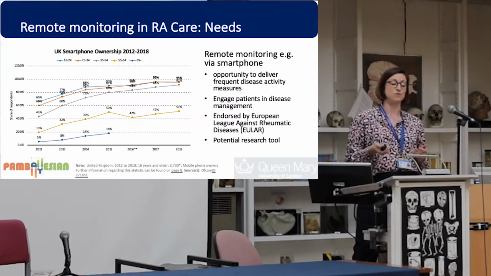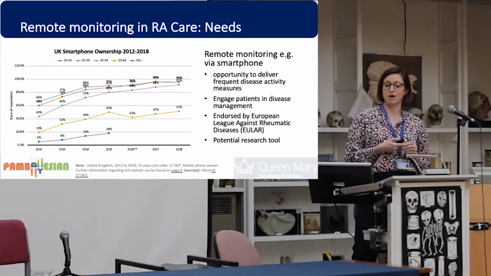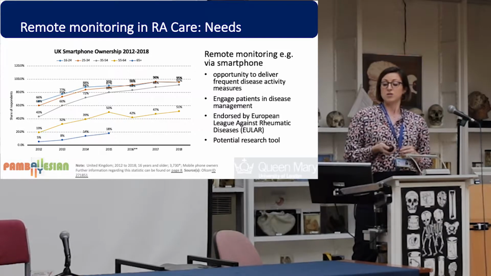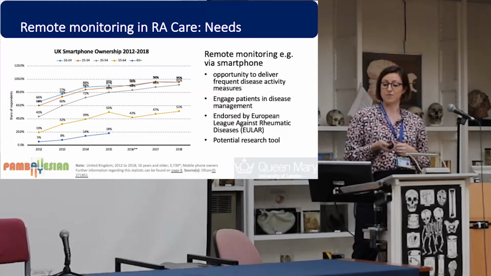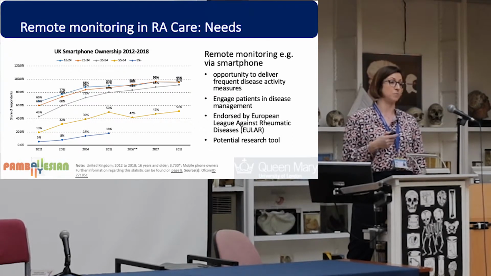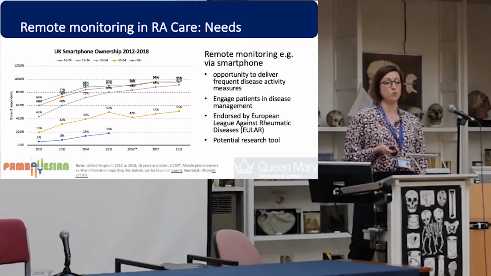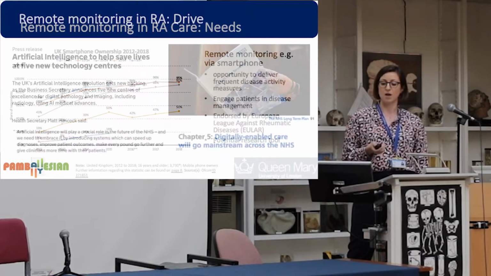This is just a reminder of the ubiquity of smartphones in our culture, with ownership now over 95% in younger age groups, and over 50% even in older ages. So there's an opportunity to deliver frequent disease activity measures and engage patients in their disease management. It's endorsed by the European Society for Rheumatology, and it also has huge potential as a tool in clinical research.